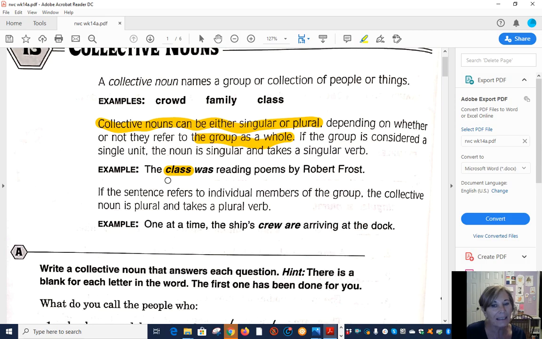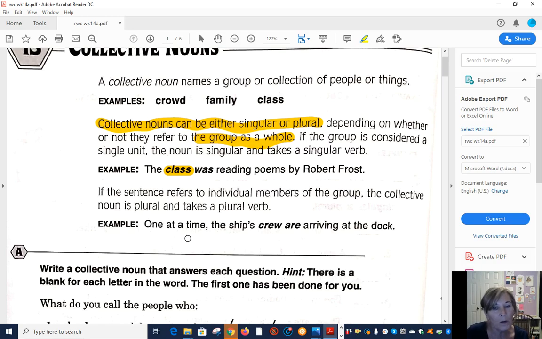Now, if I said each person in the class, no, wait, that's not a good example. If I said the class is each reading a different poem, that sentence isn't on here, but that would mean each person in the class is doing something different. It's being used as plural because they're doing something different.